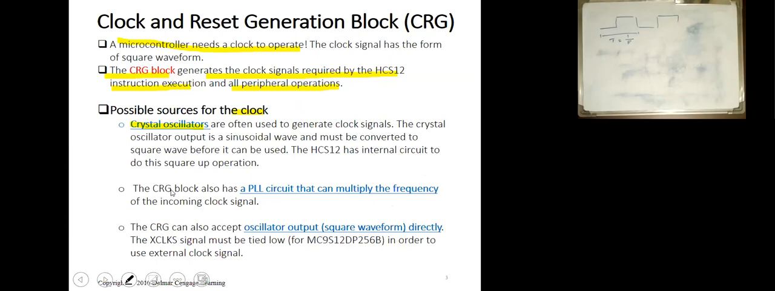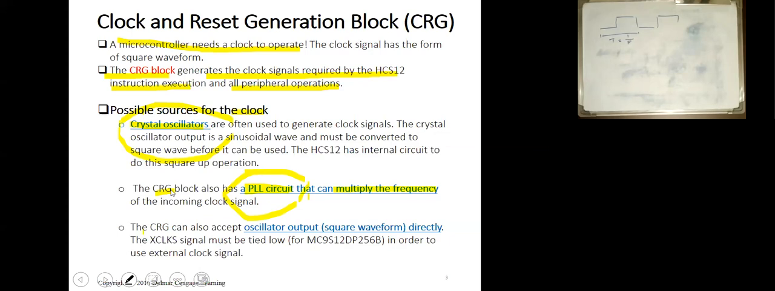Now the second way to specify the clock is using the phase locked loop circuit, which is a special block inside the CRG block that takes the incoming clock signal generated by this crystal oscillator and multiplies its frequency. So basically this module scales up or down the frequency of the incoming clock, and this scaled clock can be used as the system clock, the main clock, or the core clock of the microcontroller.